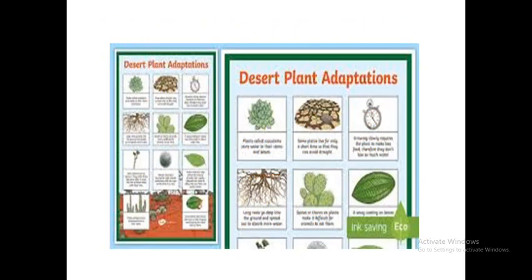Here you can see some of the pictures of the desert plant. Hope you have understood the adaptation of the desert plants and animals in the chapter. In the next video, we will continue with the next portion.